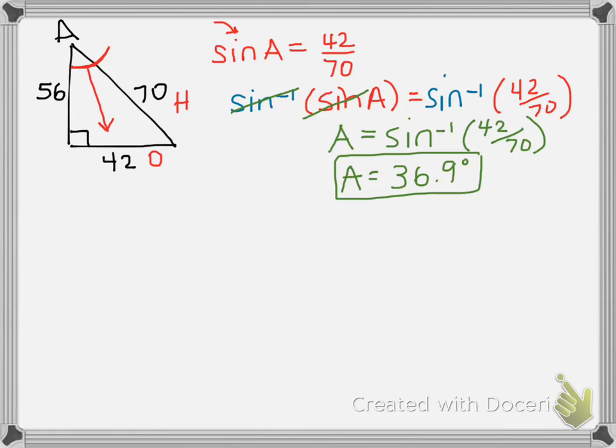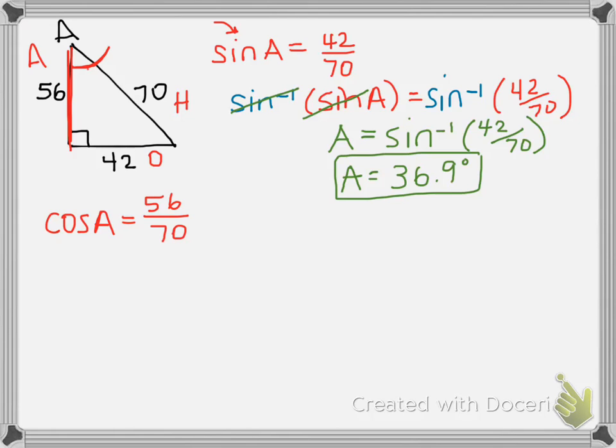Now, we could have said, alright, well, instead of using the opposite side, we're going to use the adjacent side, which is here. So we could use cosine of A is 42 over 56. Excuse me, 42 over 70. I am so sorry, that's not even close. It is 56 over 70, jumping ahead here.